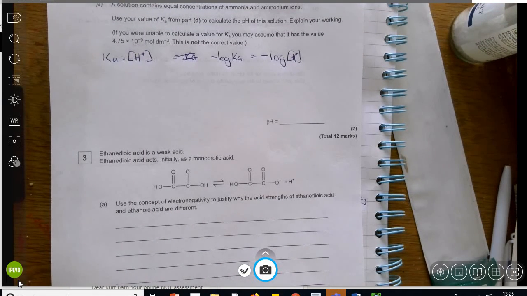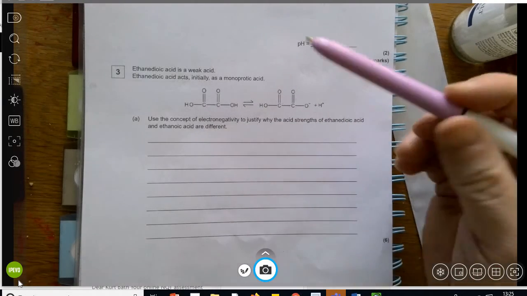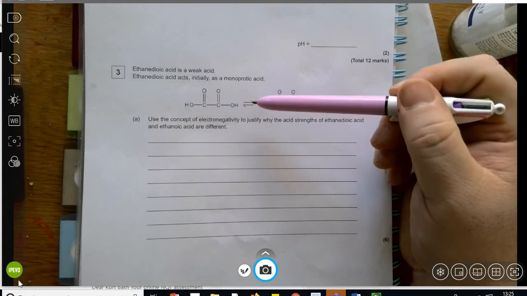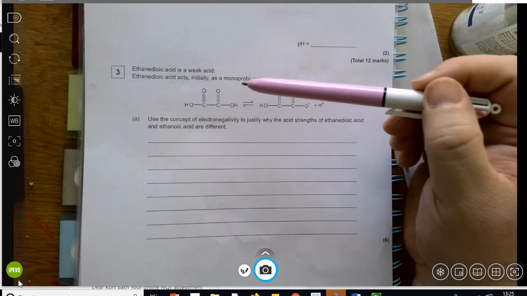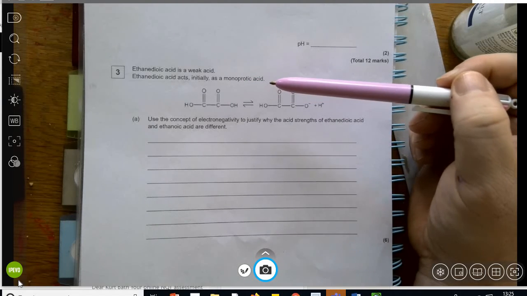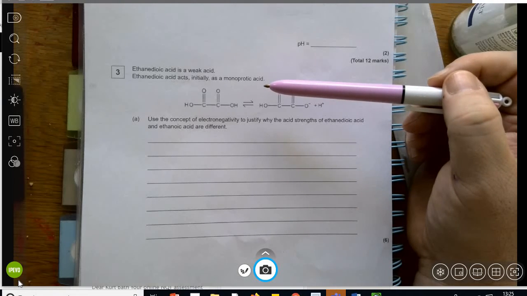Right, question 3. Straight away. Ethanedioic acid. Love this. Okay, so it's a diacid. It's got 2 acid ends to it. And it says here it's initially acts as if it's monoprotic. In other words, only giving up a hydrogen ion.